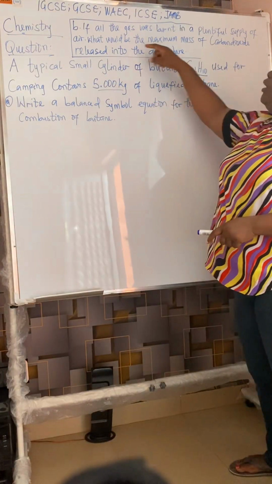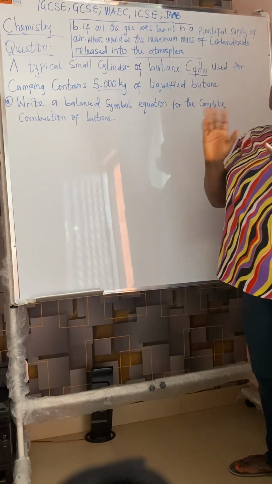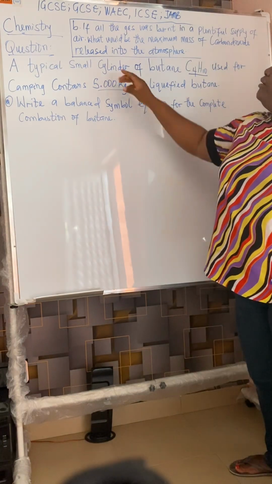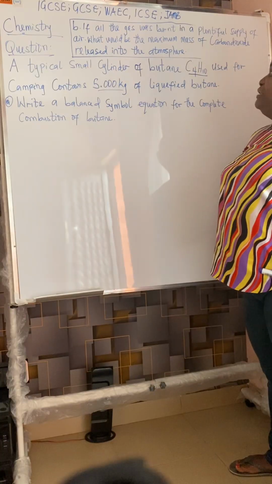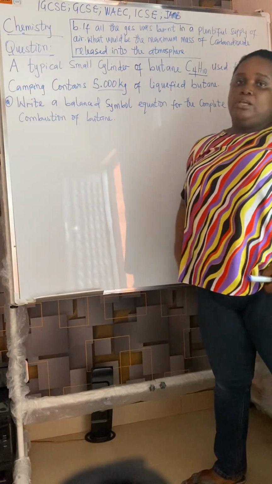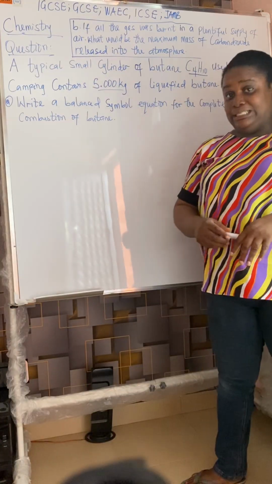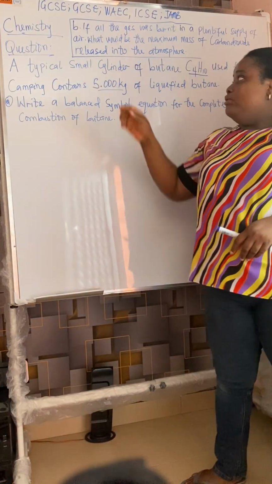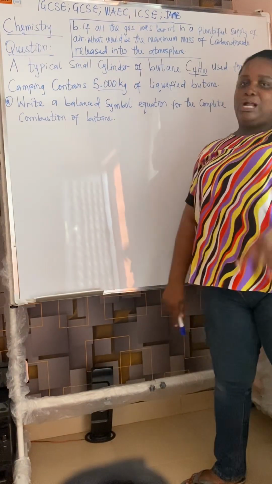Part B: if all the gas was burnt in a plentiful supply of air, what would be the maximum mass of carbon dioxide released into the atmosphere? So this one, we're going to go back to quantitative chemistry. Then here, we're going to dangle around hydrocarbons.